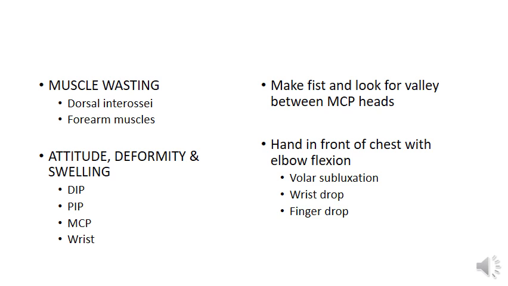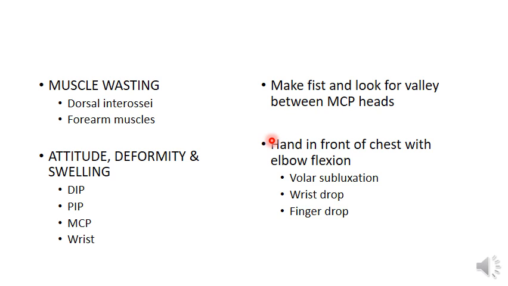Observe for any muscle wasting. Look at the dorsal interossei and the forearm muscles for any muscle wasting. Look for any deformity and swelling. Always go in a particular format, either from the distal towards the proximal, like observing the distal interphalangeal joint, proximal, then moving on to the metacarpal and then the wrist joint, or otherwise. Ask the patient to make a fist and observe for the valley between the metacarpophalangeal heads. This valley will disappear in cases of synovitis.